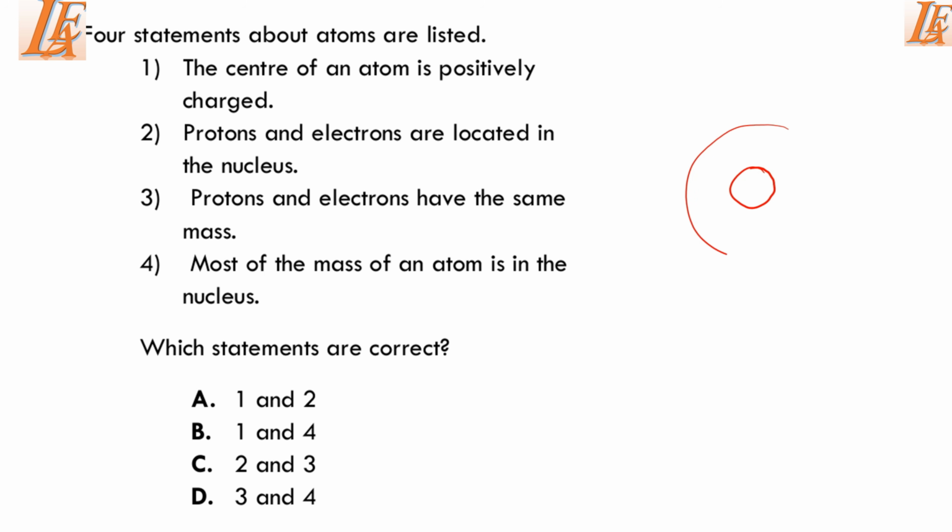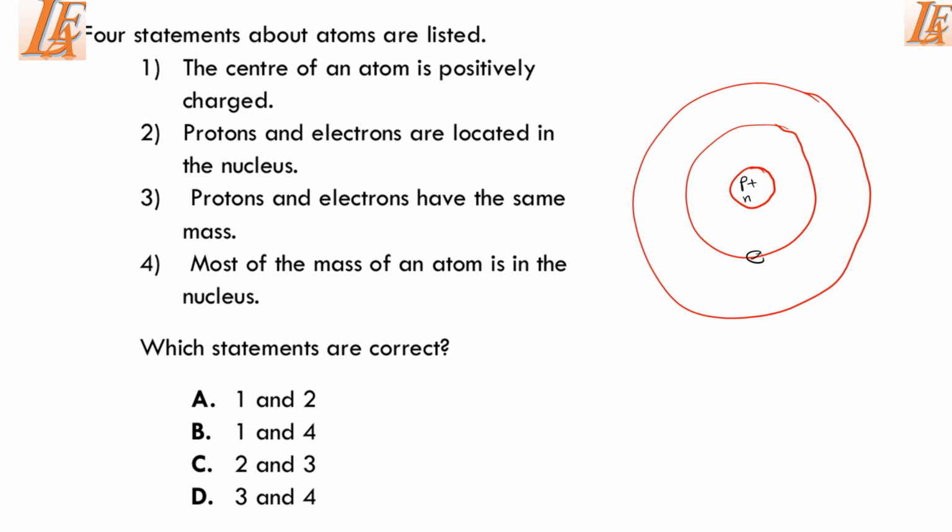Then we have the energy levels like that. Now in this case, protons, which are positively charged, are in the nucleus. Neutrons are also in the nucleus. Then we have electrons, which are found in the energy levels. These are the energy levels. So we have the nucleus inside, and then we have the energy levels outside.